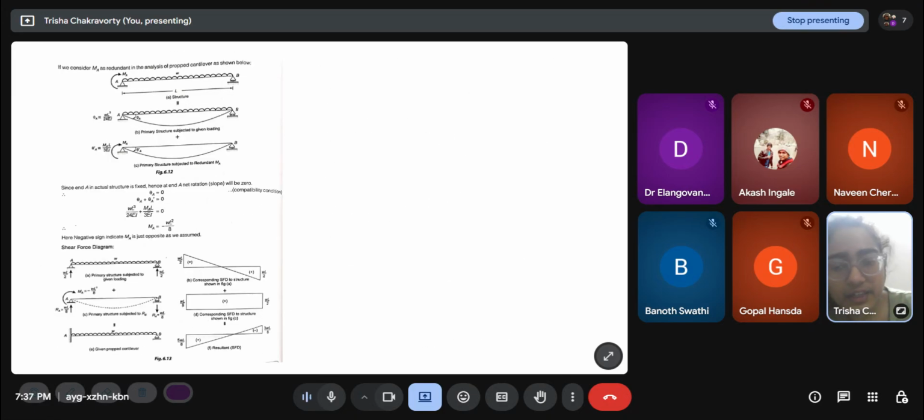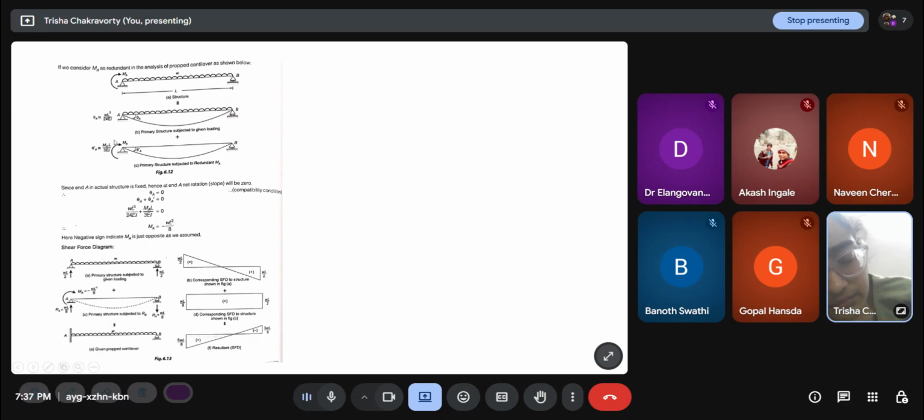Okay, now we look at the other aspect of this, the primary structure we could have considered, for the sake of completeness. If we consider the moment at A as redundant in the analysis of the propped cantilever, then we split it into a simply supported beam with UDL, and the secondary structure will be a simply supported beam with an externally applied moment.